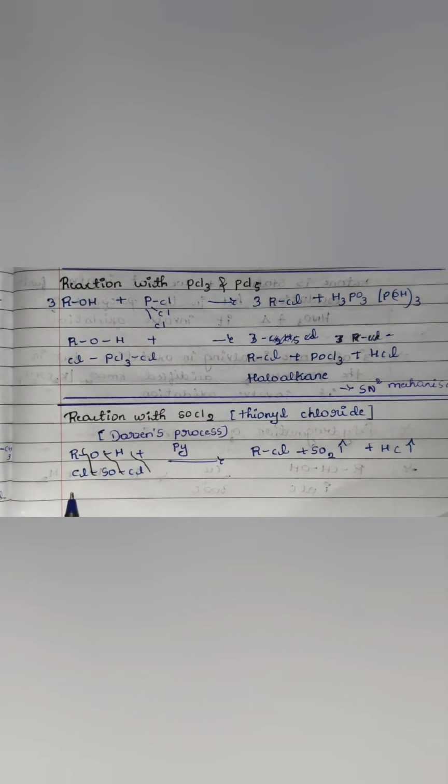And reaction with SOCl2, means thionyl chloride. It is also called Darzens process. When alcohols are treated with SOCl2, R is combined with Cl, O is combined with SO, H is combined with Cl. In the presence of pyridine, it gives haloalkanes and SO2 and HCl. It is the best method to prepare haloalkanes. It follows the SN2 mechanism, means reaction with thionyl chloride follows the SN2 mechanism.